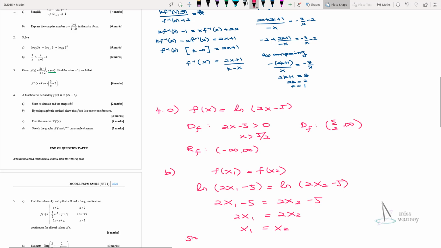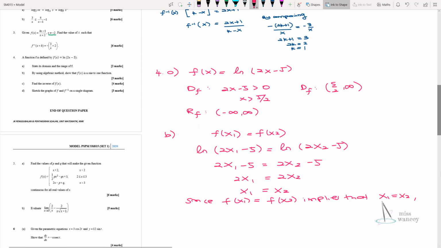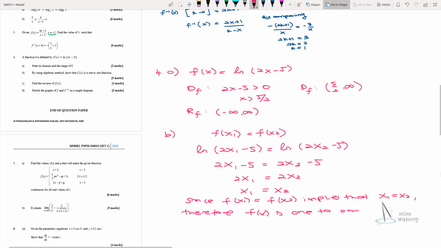So since f(x1) equal to f(x2) implies that x1 equal to x2, therefore f is a one-to-one function. Okay, so let me do C, find the inverse of f.